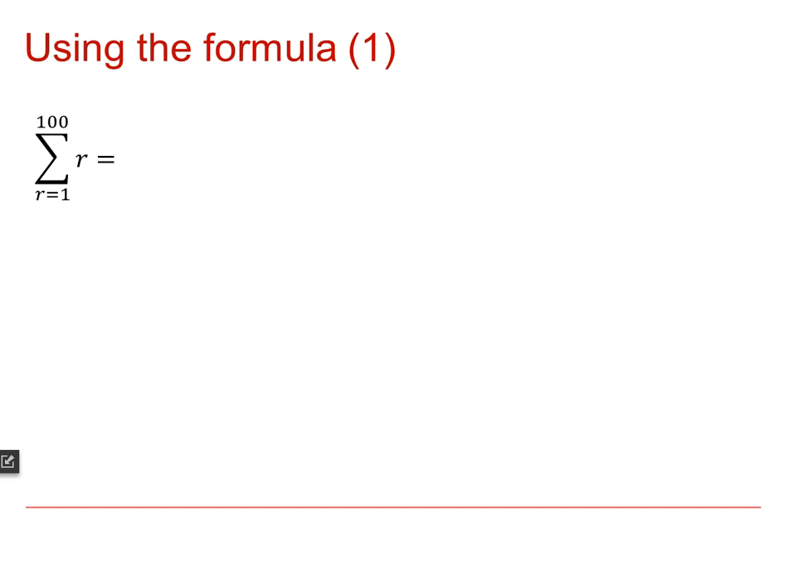We can use this then to do some sums. Here we've got the sum of the first 100 integers, so this is 1 plus 2 plus 3, all the way up to plus 100. But we don't need to do the sum now. We can use the formula which says that this sum will be equal to n, which is 100, multiplied by n plus 1, so 101, and then divided by 2. So that gives you a total of 5,050.